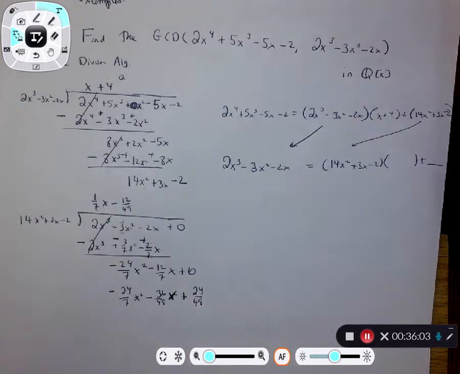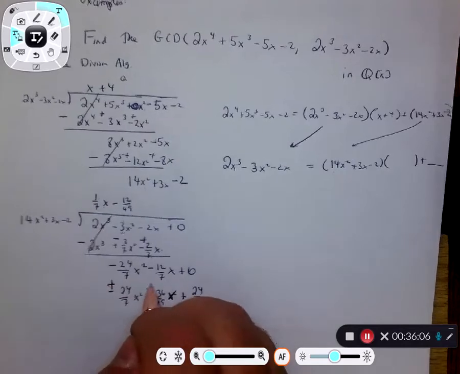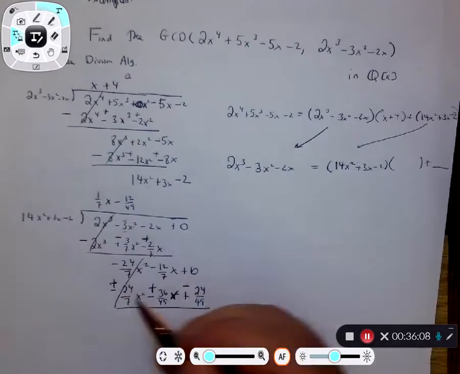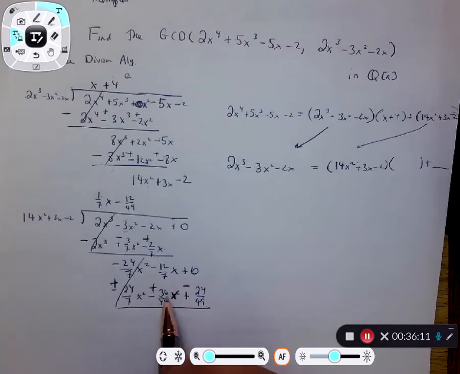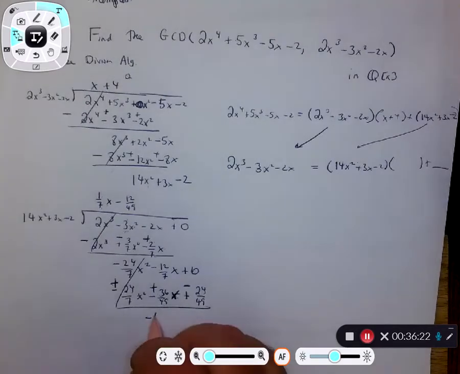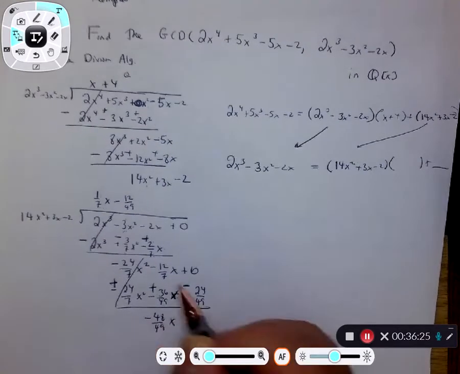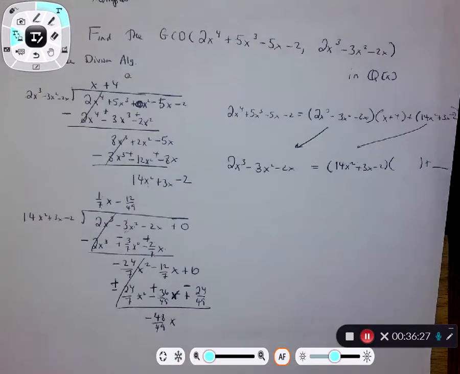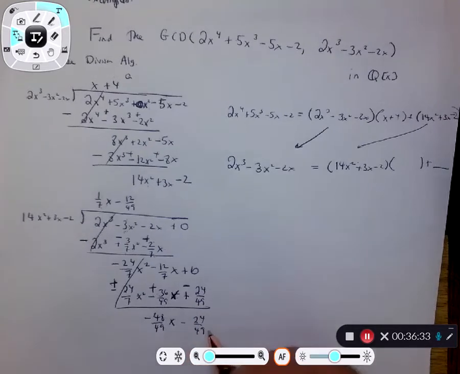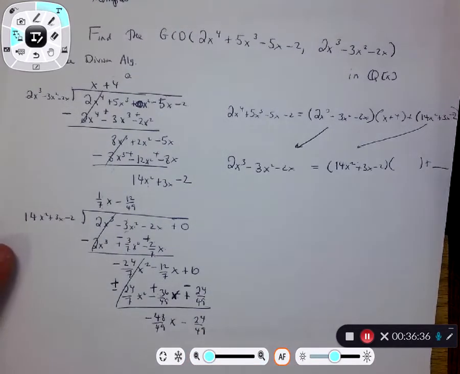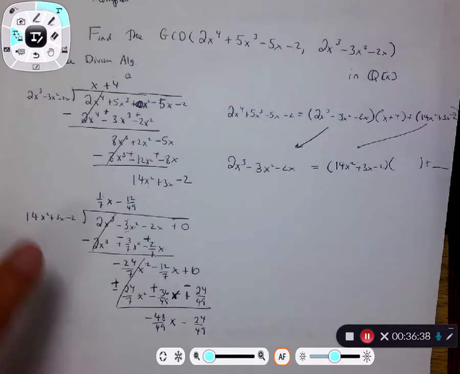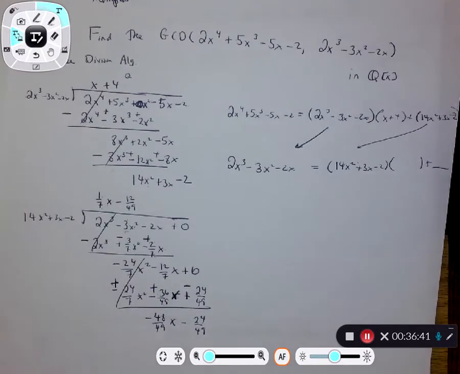Now I'm going to subtract, which changes my sign, so this now becomes plus, this one becomes plus, this one becomes minus, and the first term will cancel. Negative 12x plus 36/49 x ends up giving me a negative 48/49 x, combining like terms there, and then 0 minus 24/49 is minus 24/49. And since 14x squared doesn't go into your x term, this guy is my remainder.